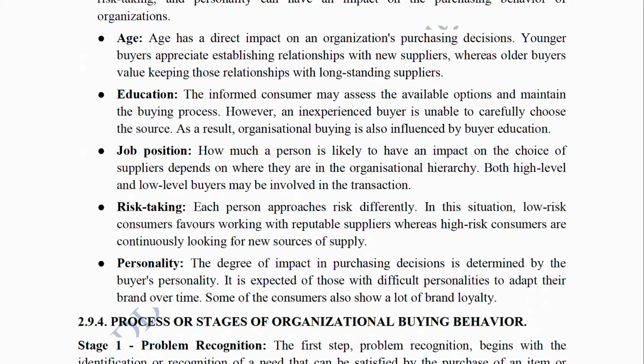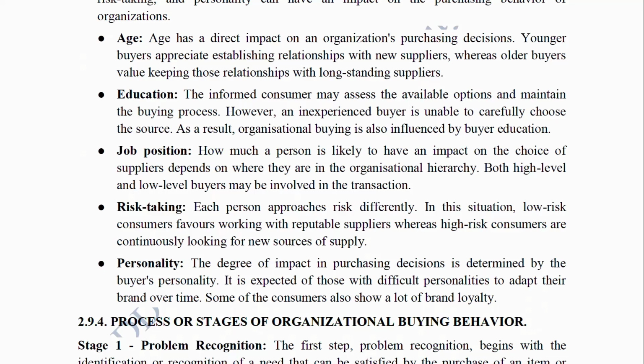Job position: how much a person is likely to have an impact on the choice of suppliers depends on where they are in the organizational hierarchy. Both high level and low level buyers may be involved in the transaction. Risk taking: each person approaches risk differently. In this situation, low risk consumers favor working with reputable suppliers, whereas high risk consumers are continuously looking for new sources of supply.